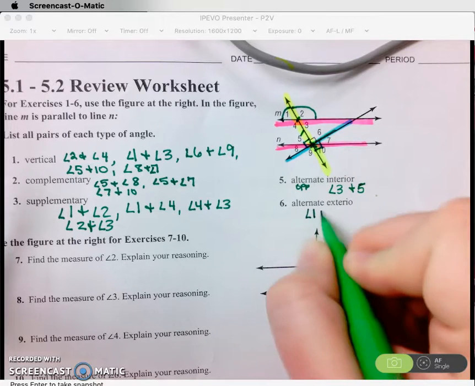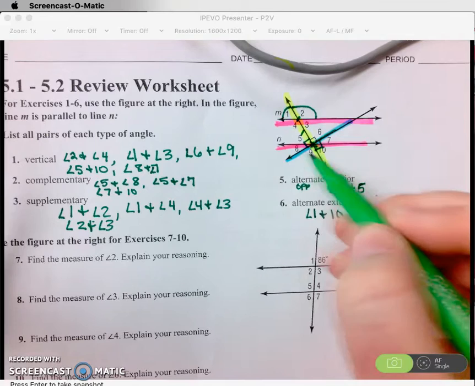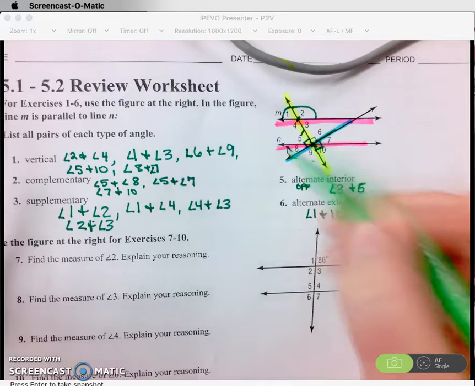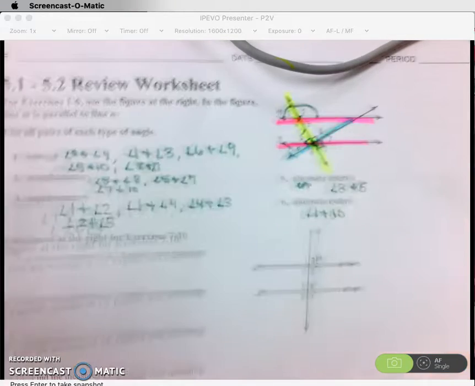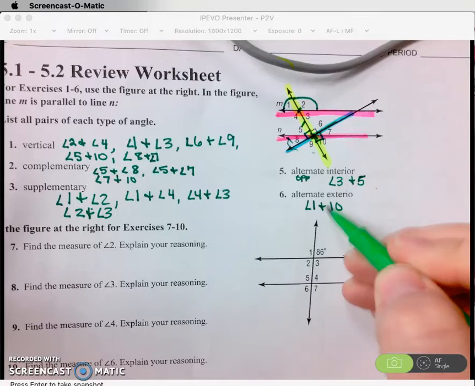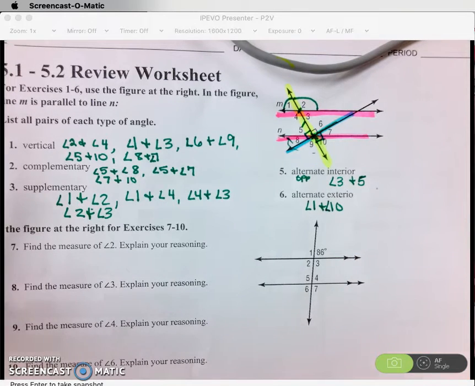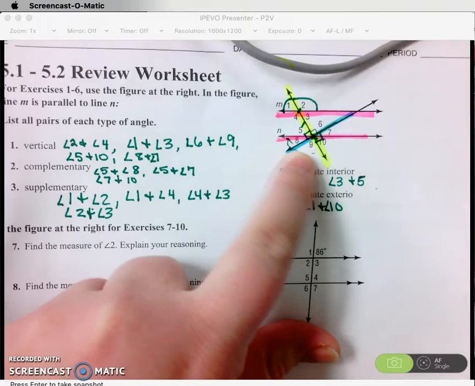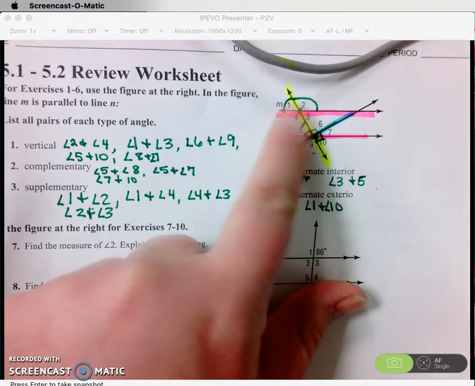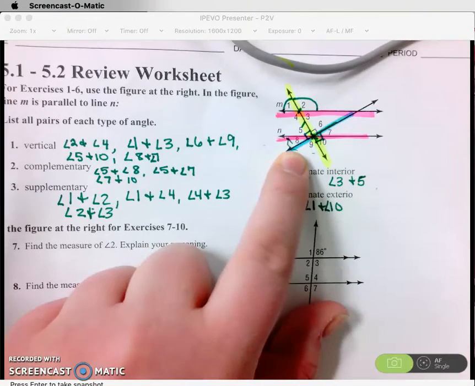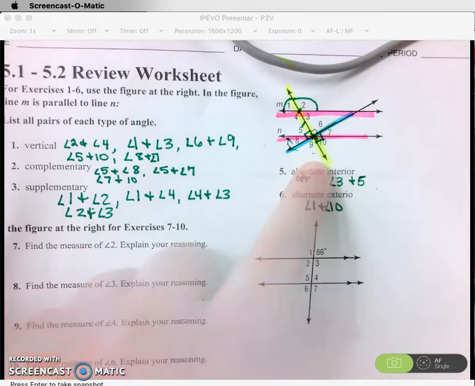Go 1 and 10. And again, 8 and 9 make up this whole angle that would be congruent to 2, but that's not what we're doing. We're only going to put 2 angles, and 2 and 8 would not be alternate exterior, and neither would 2 and 9.